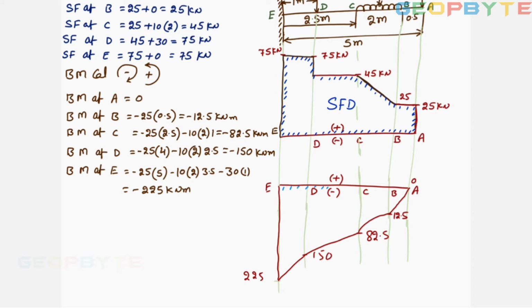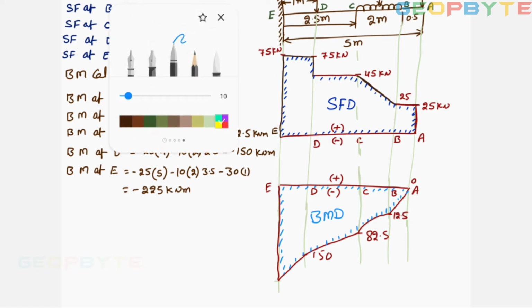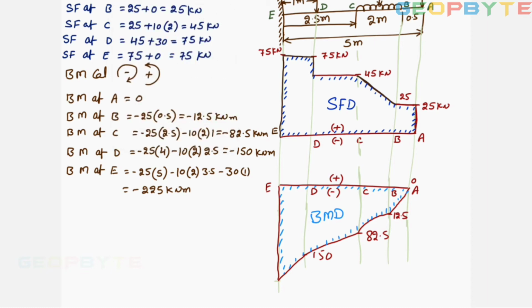Let us hatch the boundary. This is the boundary. Under UDL it is parabolic variation. This is the bending moment diagram. Dear students, I hope all of you understood this shear force and bending moment diagram.